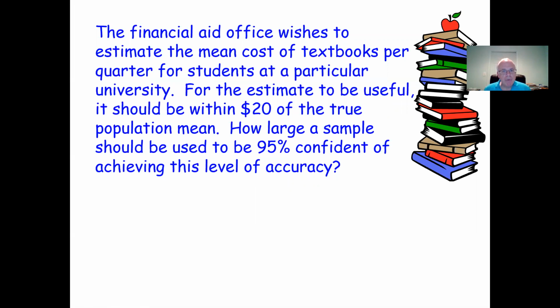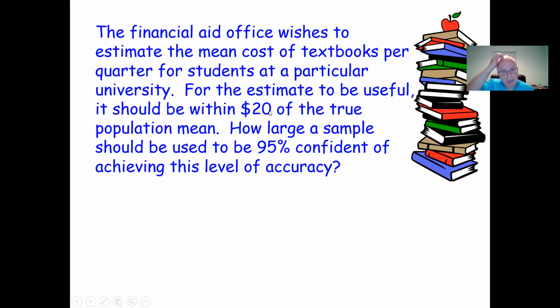The financial aid office wishes to estimate the mean cost of textbooks per quarter for students at a particular university. For the estimate to be useful, it should be within $20 of the true population mean. See the word within? That gives you the clue that this $20 is your margin of error. How large a sample should be used to be 95% confident of achieving this level of accuracy? The level of confidence is 0.95, and $20 is your margin of error.